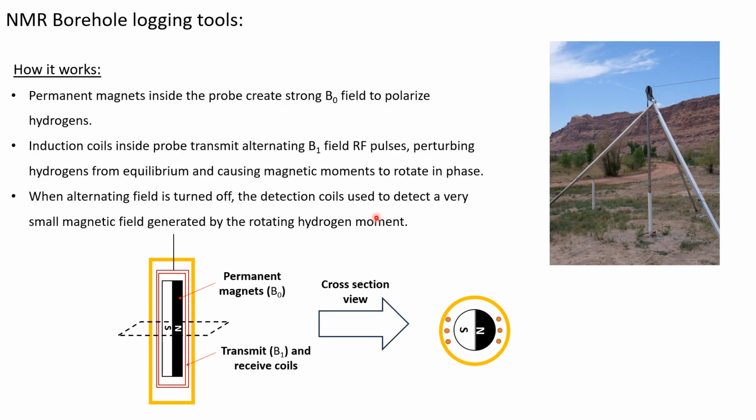So how does NMR borehole logging work? Remember, the first thing that we need is an external magnetic field. NMR borehole logging tools use permanent magnets in order to create that magnetic field, B0. Here you can see a schematic of an NMR sensor. You see the permanent magnets in the center, and these magnets are surrounded by transmit and receive coils, which are used to excite the hydrogens and also to detect the signal.